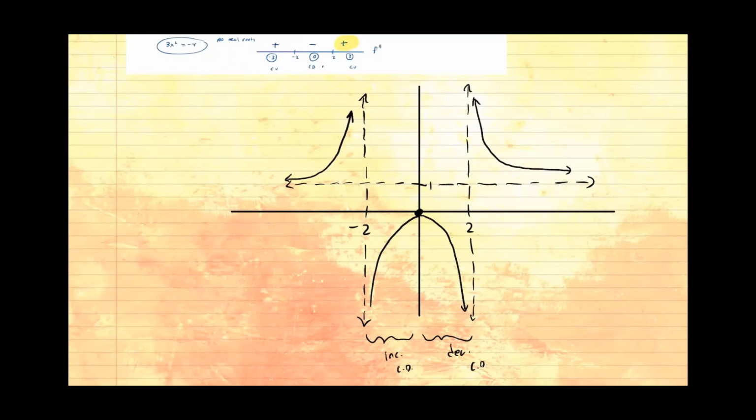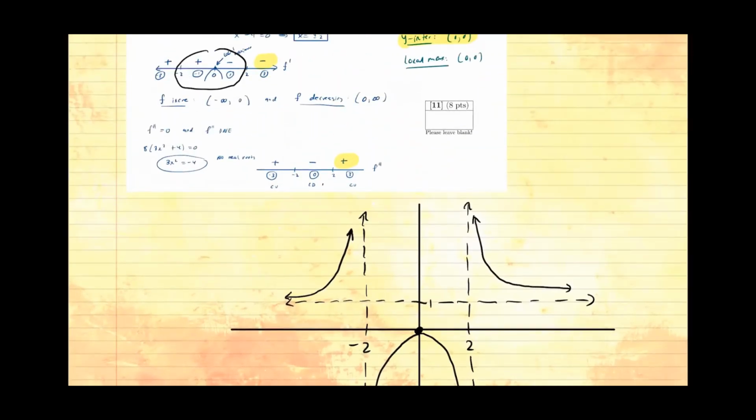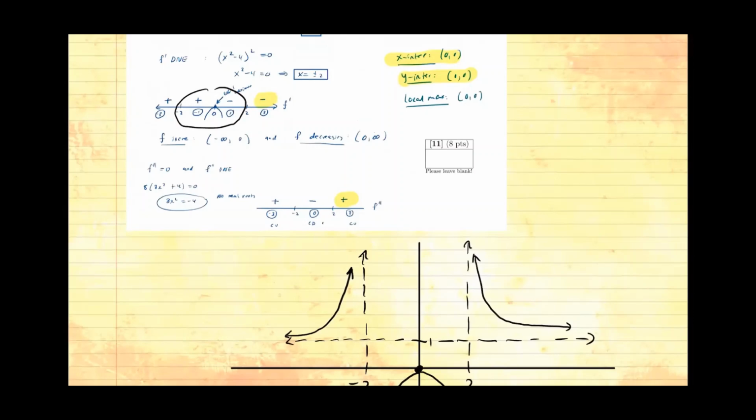Someone asked, isn't it increasing? That last part. The last part is decreasing. It's right here. 2 to infinity is decreasing. So this is decreasing because your tangent line has negative slope, but it's concave up.